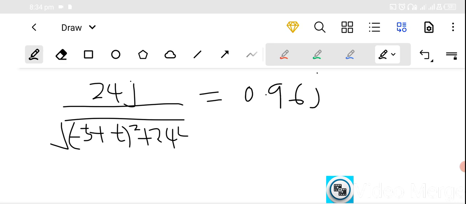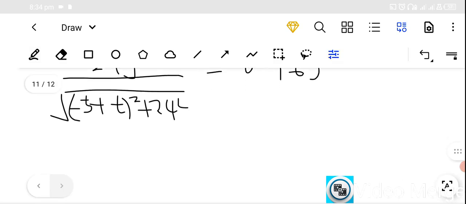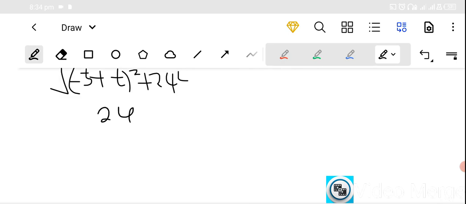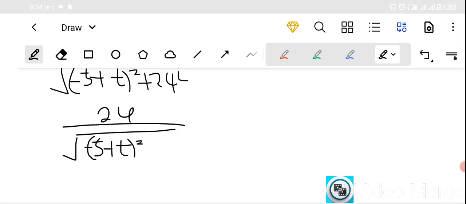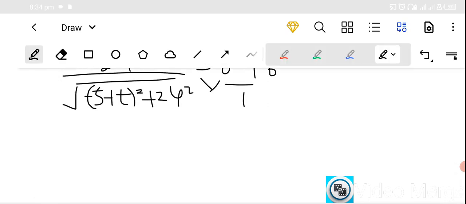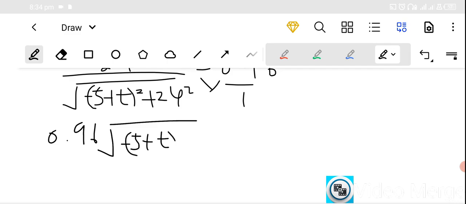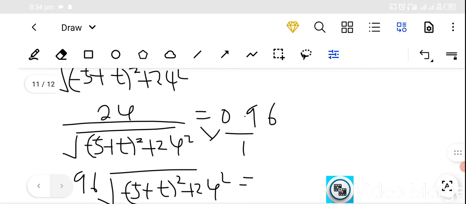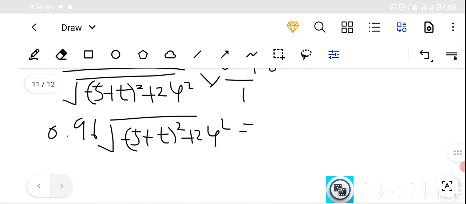What we can simply do, 0.96j. So we can drop j, and then we'll have 24 divided by the square root of this expression, negative 5 plus T squared plus 24 squared, is equal to 0.96. You cross multiply, 0.96 root of negative 5 plus T squared plus 24 squared is equal to, on the top we had a 24, so it's equal to 24.